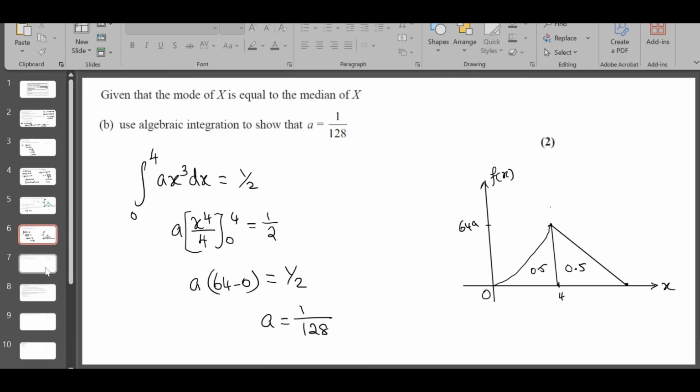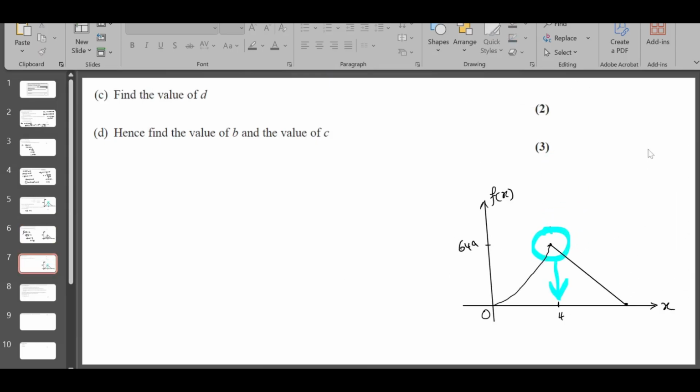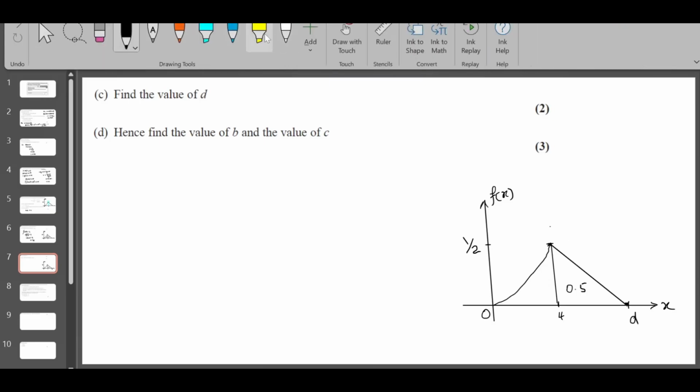Let's look at part C now. Again, I pasted the diagram here. Okay, it says find the value of d now. Okay, we know this is d, right? And we know this is the median. 4 is median, so definitely this area is 0.5. This is 64a. We know a is 1 over 128, so it's going to be just 1 over 2, not 64a anymore. So the area of this triangle is equal to half, right?